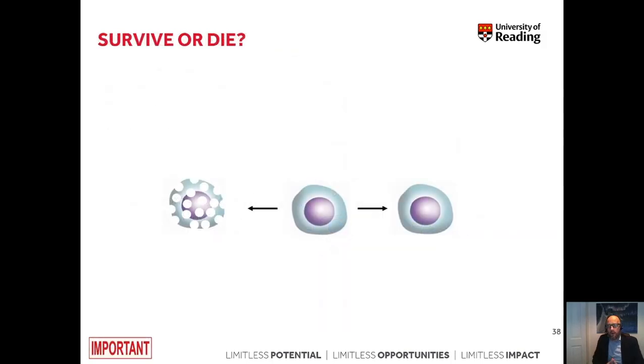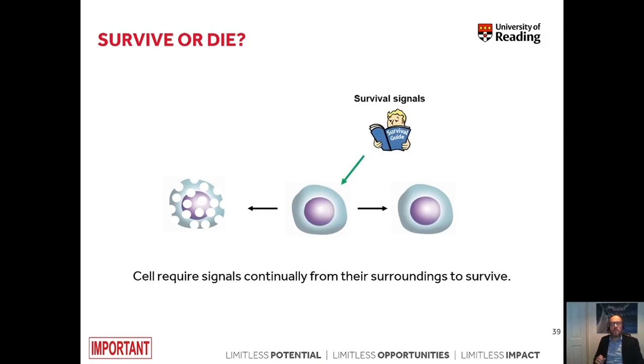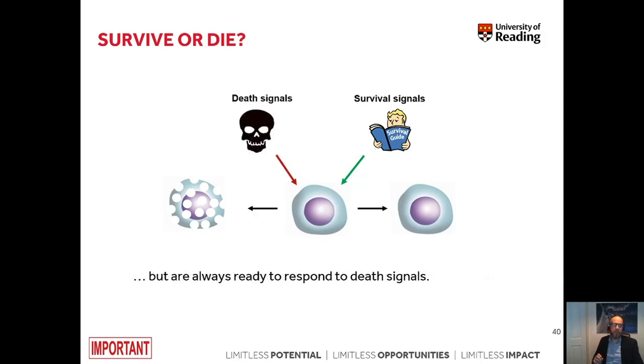First, let us have a look at how the cells decide whether to survive or die. Survival signals are the key here, because cells require signals continually from surrounding cells to survive. If those signals are not present and death signals are received, this leads to cell death, and this cell death is usually very controlled, but we will have a dedicated lecture on cell death next term.